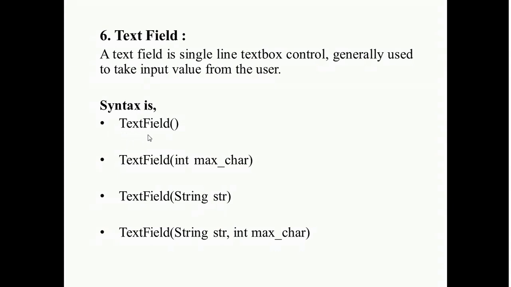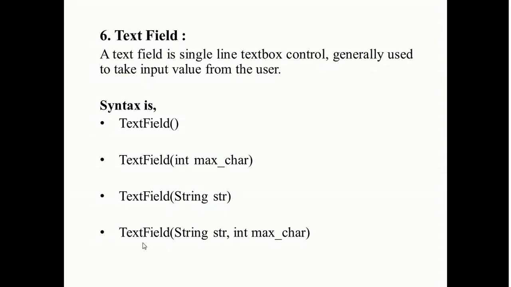First one, text field having no parameter. The first constructor creates a text field without any initial text in it. The second constructor having one parameter, that is int maxchar. This constructor creates a text field that can have maximum number of characters specified by the maxchar. The third constructor having parameter string str. This constructor creates a text field with initial text specified by str.